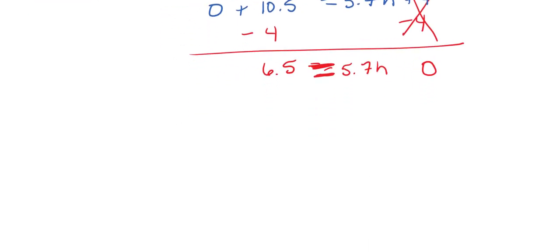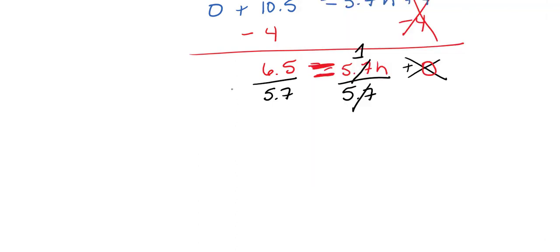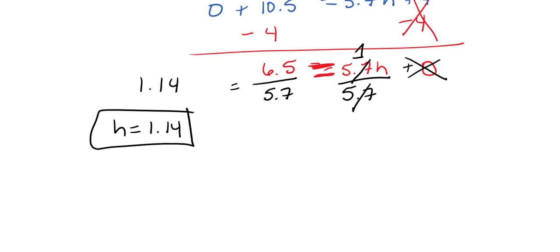This final step is to get h by itself, because we're left with just 6.5 is equal to 5.7h, and we want to find out what h is. So 5.7 times what number is equal to 6.5? We can divide by 5.7 on both sides. Let's get our calculators out. 6.5 divided by 5.7, and we get 1.14. We'll just round to the nearest hundredth. So h is equal to 1.14. That's how long it would take until the temperatures are the same in both towns.